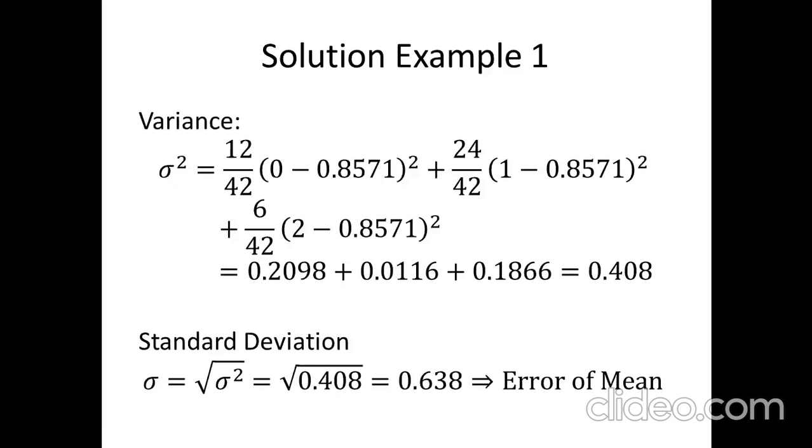Taking the square root of the variance, we get 0.638. Sigma square was the symbol used for variance, and sigma is the symbol used for the standard deviation. And this 0.638 is the error of the mean value.